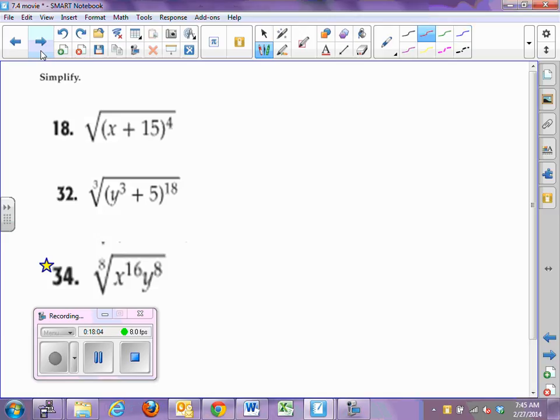Okay, 18. What are you getting? It should be x plus 15 to the 2nd power. 4 divided by 2 is 2. Here we get y to the 3rd plus 5 raised to the 6th power. If I multiply it to itself 3 times, I will get y cubed plus 5 to the 18th power. Do I need absolute value? Nope, this is an even exponent.